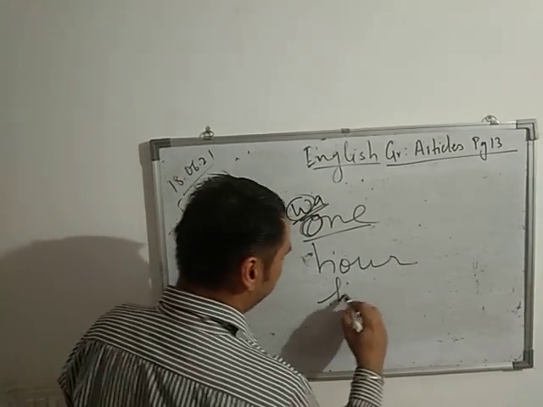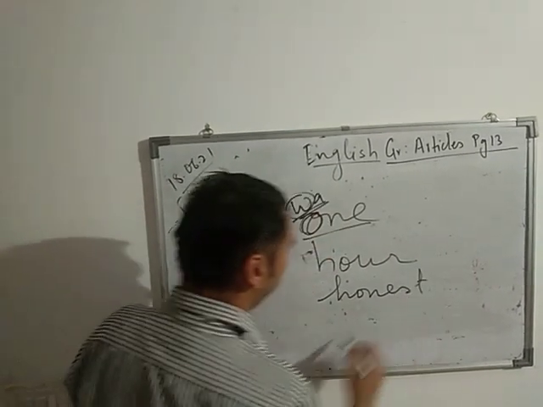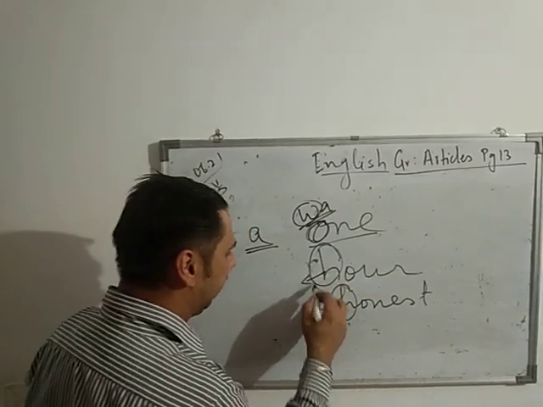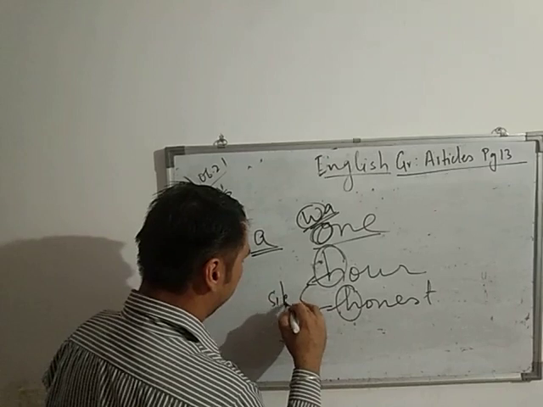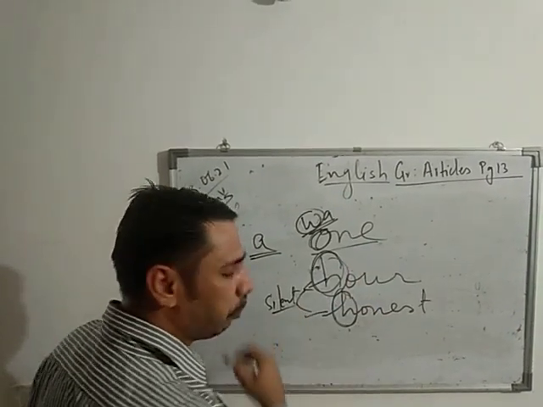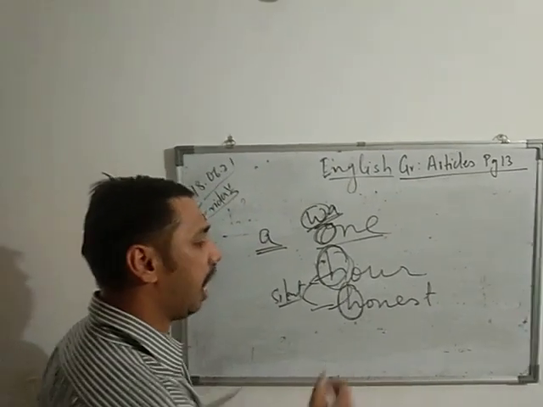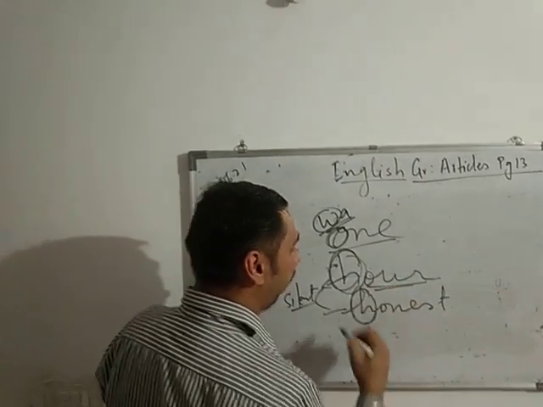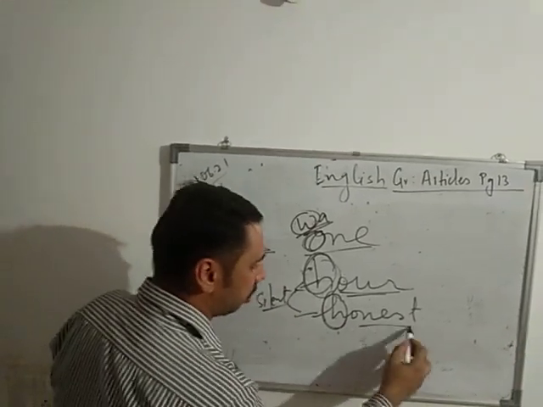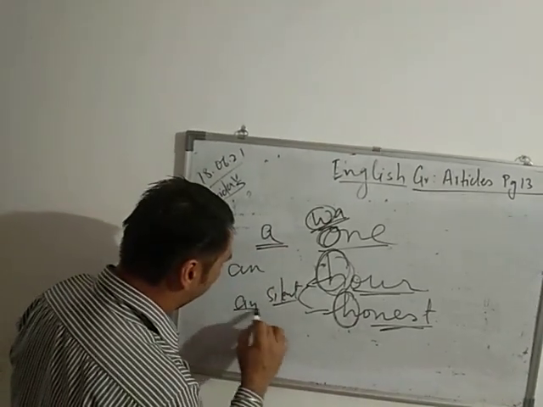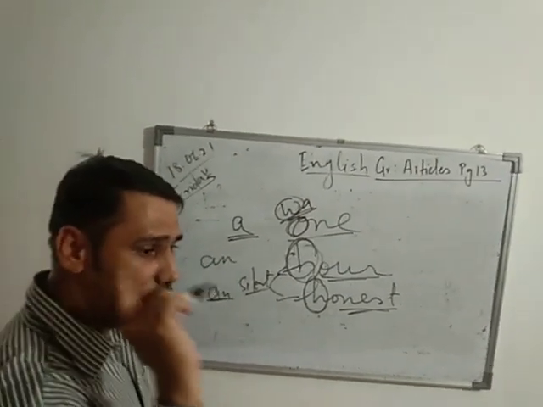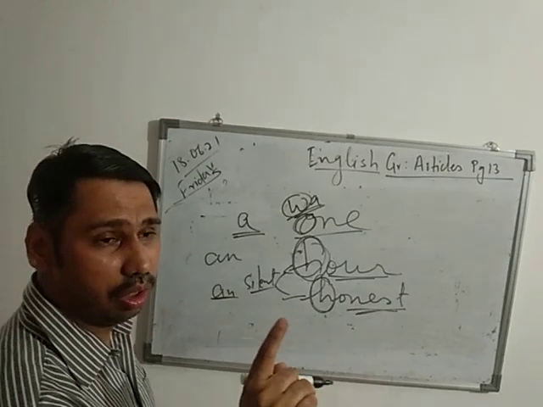If I say honest, H is a consonant, but here H is silent. We will not pronounce the H, it starts with the sound of O. So honest has the sound of a vowel, and it goes with an. Remember, we have to keep this in mind. We have to concentrate on the sound, not just the spelling.